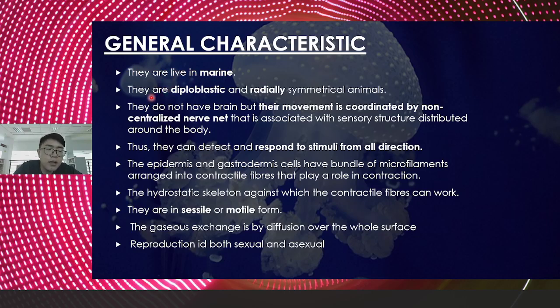They are diploblastic and radially symmetrical animals. So the body characteristic of Cnidaria is diploblastic, and the body plan is radially symmetric. This is a very general characteristic. If you don't know what is meant by diploblastic and radially symmetric, better you see the video about the characteristics of the kingdom Animalia. In the previous video, I have already explained these two structures.